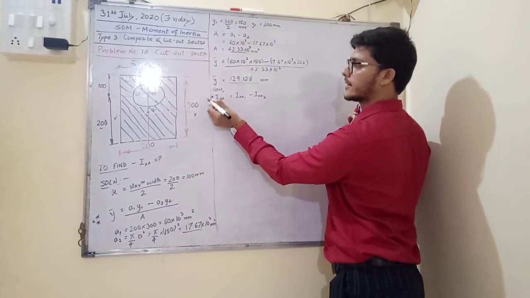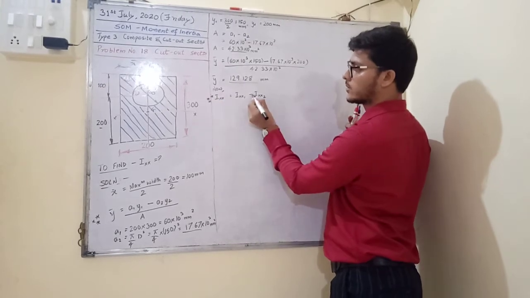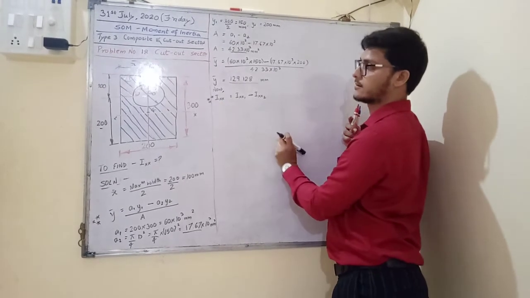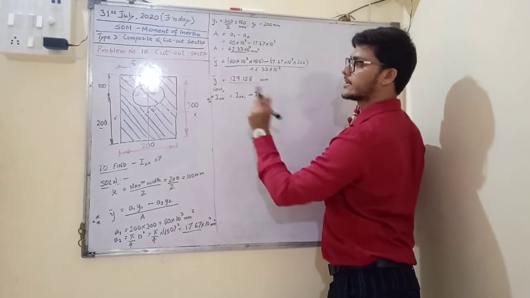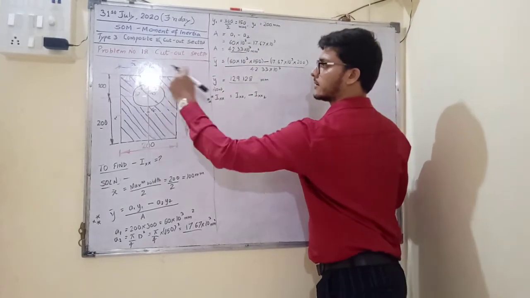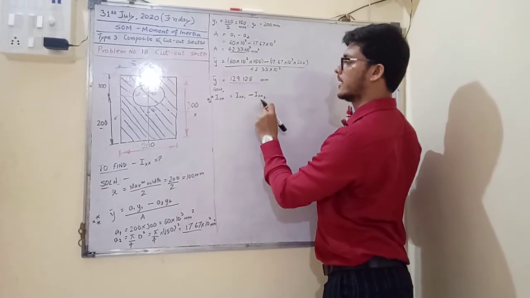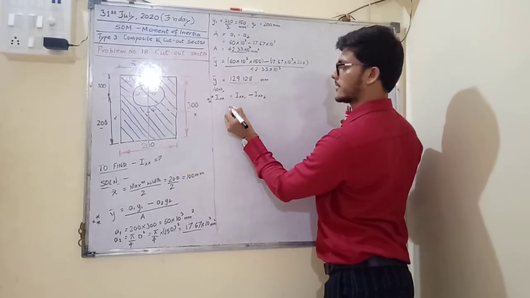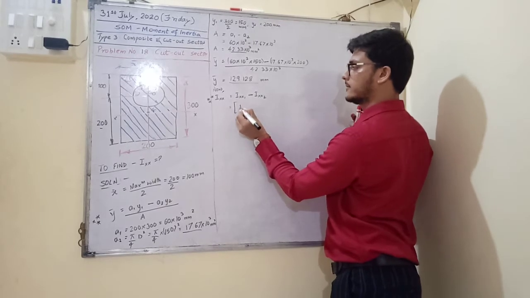Important step, again I have to star over here. Cutout section, so there will be minus sign because that area has been removed. This circular area has been removed. Ixx1 is of this bigger rectangular section. Ixx2 is of this circular section. So again we will apply parallel axis theorem.